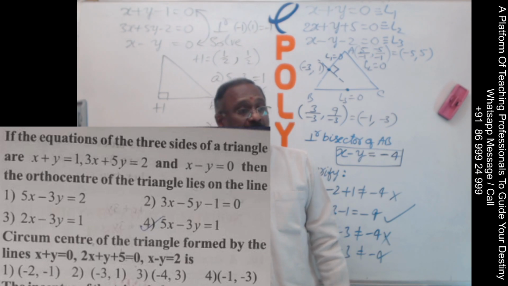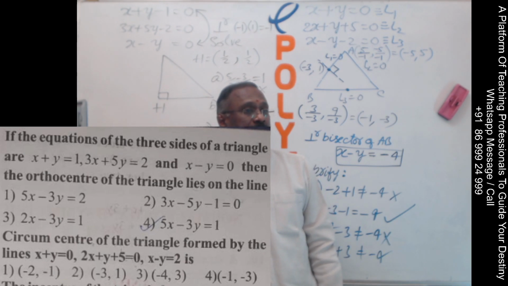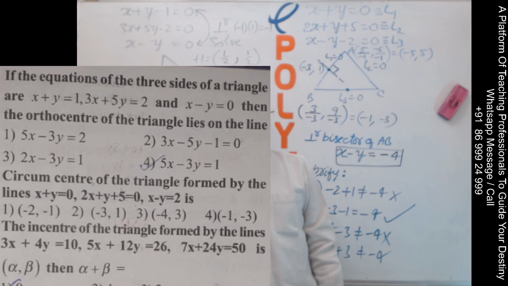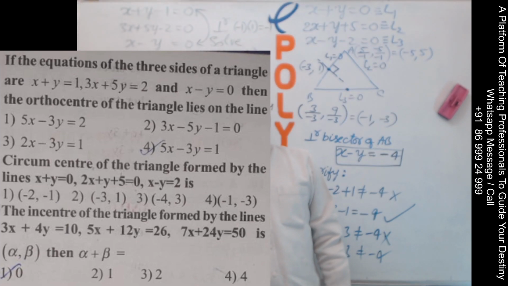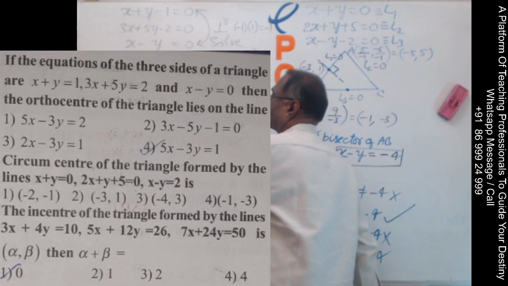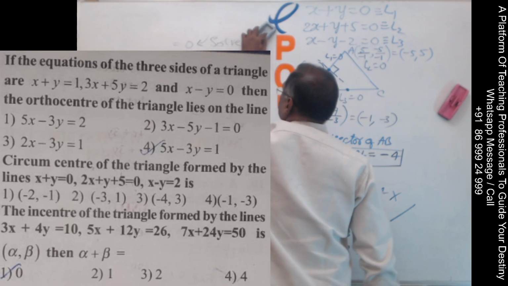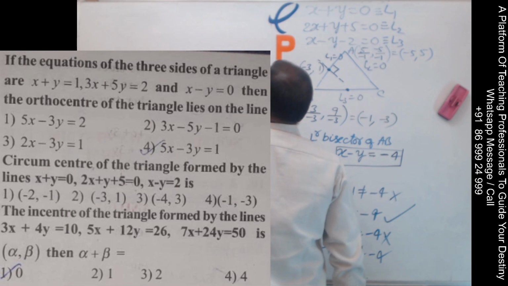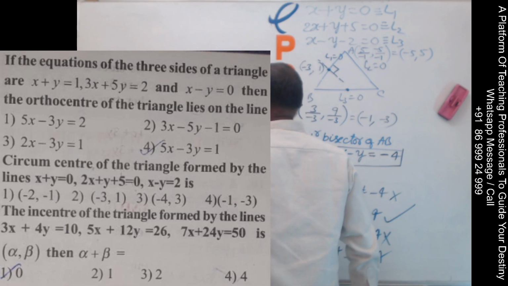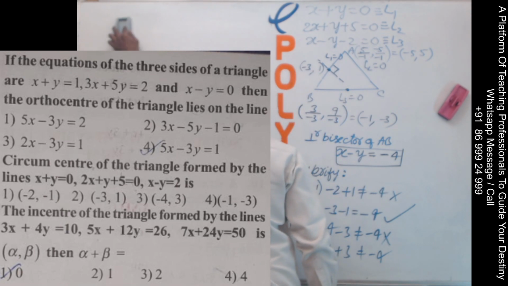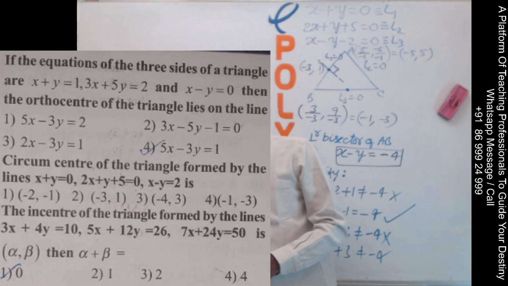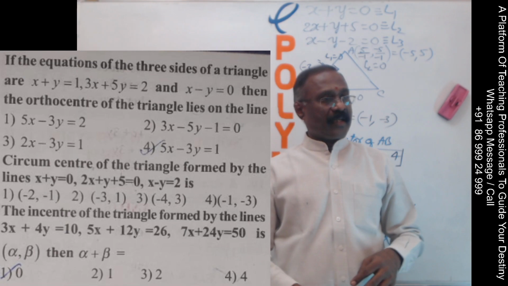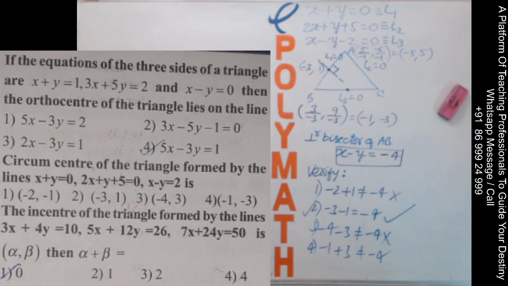Okay. Now let me go to the next question. The incenter of the triangle. See that, please. Just if you observe carefully, let me revise about the incenter completely. Incenter is the point of concurrence of internal angular bisectors.